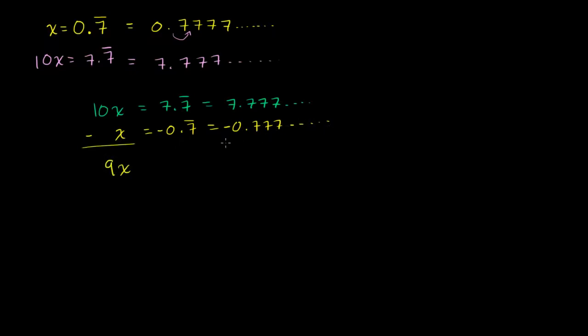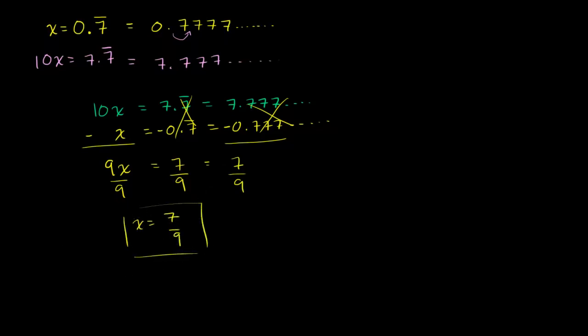And then that's going to be equal to, what's 7.77777 repeating minus 0.77777 going on and on forever repeating? Well, it's just going to be 7. These parts are going to cancel out. You're just left with 7. So you get 9x is equal to 7. To solve for x, you just divide both sides by 9. And you get x is equal to 7/9.